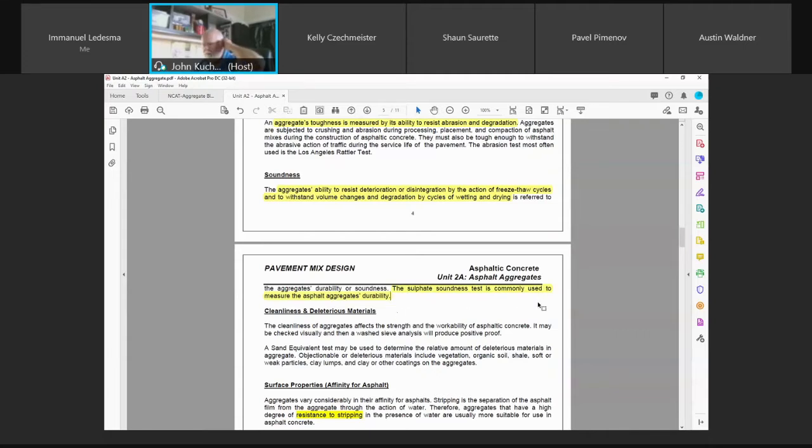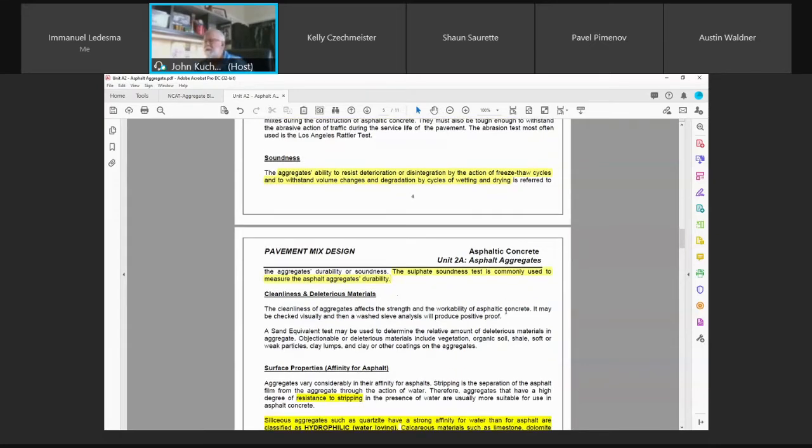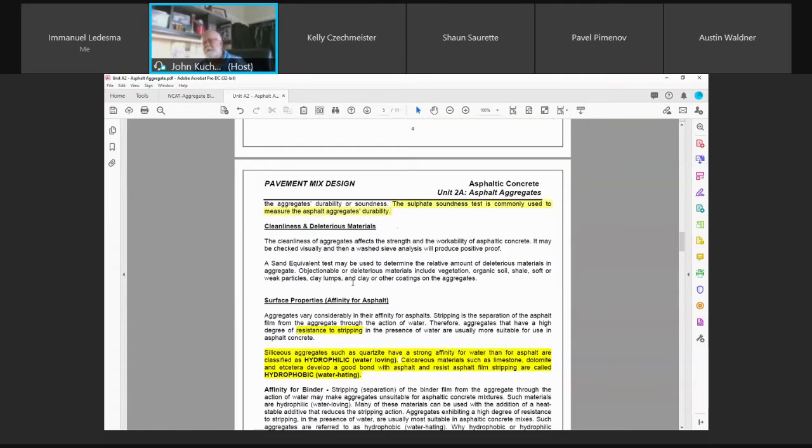They used to use magnesium sulfate, I think, and they used to have sodium sulfate, but I don't know which they use now. Okay, so we're looking at the physical characteristics of durability, abrasion resistance, cleanliness. We have to have clean aggregates also. As we clean or wash our aggregates for concrete, we also need it for asphalt.